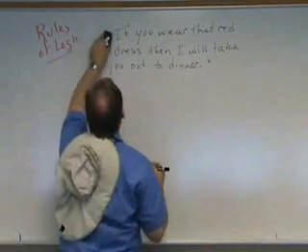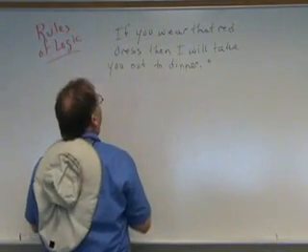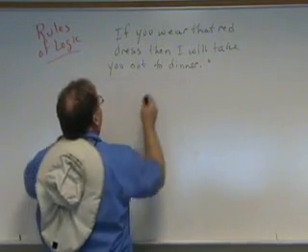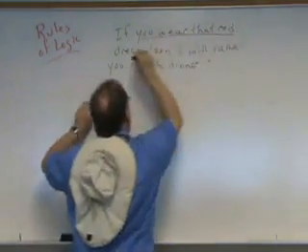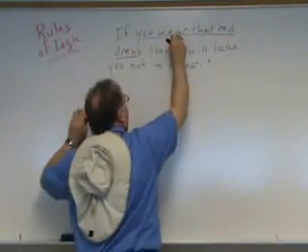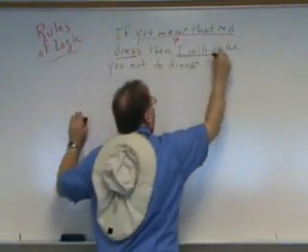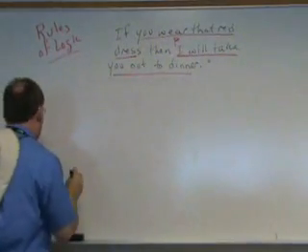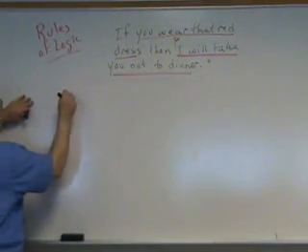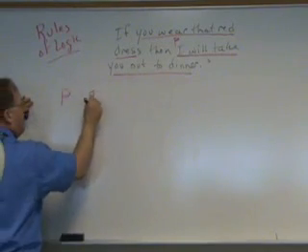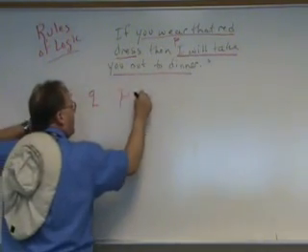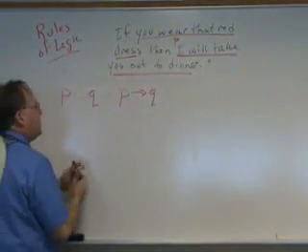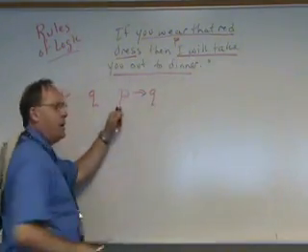Actually, we're going to split this up into two parts, okay? You wear that red dress. That is our P. And I will take you out to dinner. That's our Q. And here is our conditional statement. Here we've got the P, here we've got the Q, and here, if P, then Q. This is our conditional. If P, then Q.